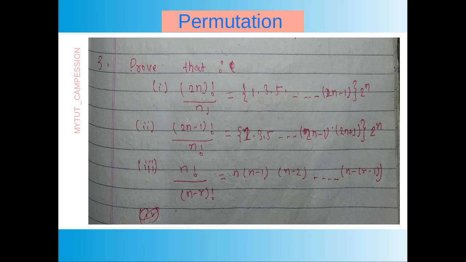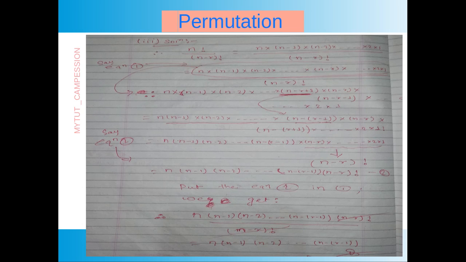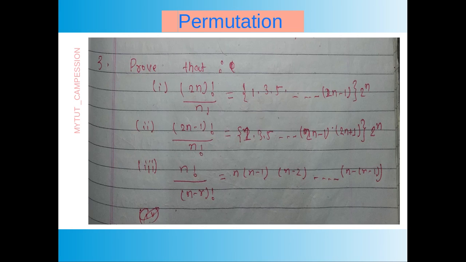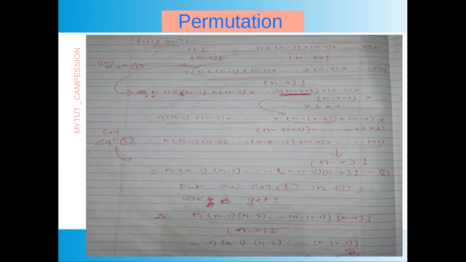Now third question is, n factorial divided by n minus r factorial equals n into n minus 1 into n minus 2 into dot dot dot n minus r plus 1. Now we solve third question. Third question is, n factorial divided by n minus r factorial equals n into n minus 1 into n minus 2 into dot dot dot n minus r plus 1.